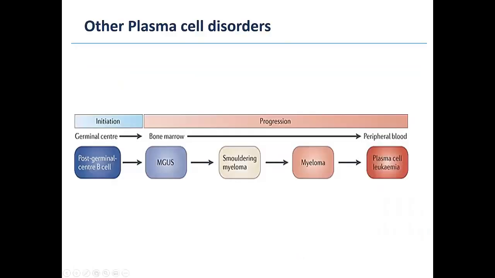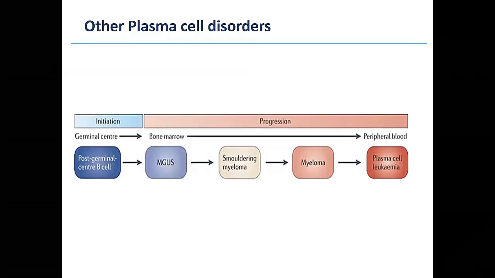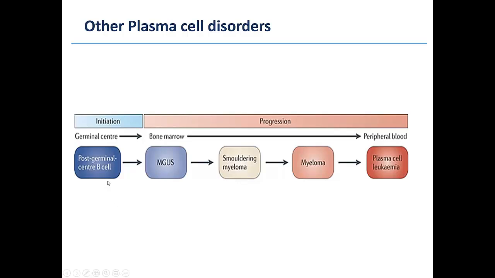Then we go on to other plasma cell disorders. Others, what we have done is on the way to becoming myeloma. One is MGUS and the second is smoldering myeloma. So it is a B cell proliferation which will go on to MGUS, and then it will go on to smoldering, and then finally into myeloma.